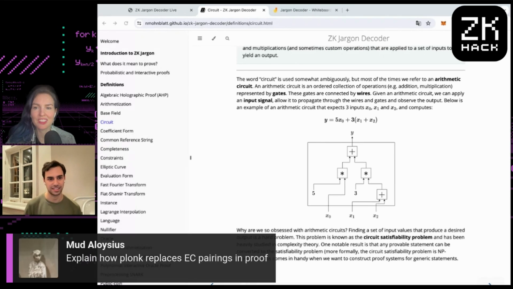I don't know if this is something you can answer over here, but can you explain how Plonk replaces elliptic curve pairings in proofs? Is this true? No. Plonk uses pairings. It needs that one multiplication that we were talking about earlier. So it's not replacing it. Well, actually, Plonk that uses KZG needs pairing. Plonk with a different polynomial commitment scheme might not need pairings.